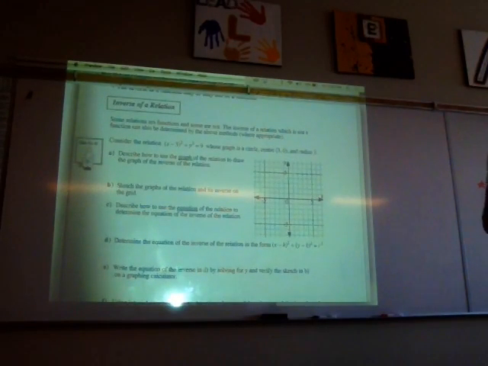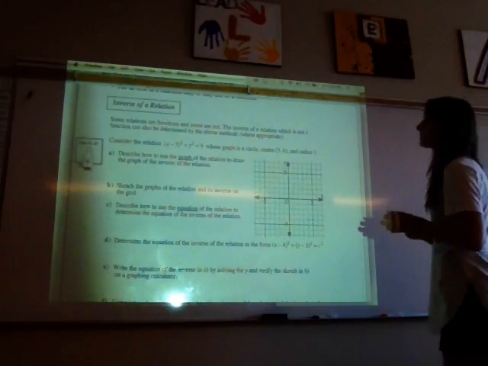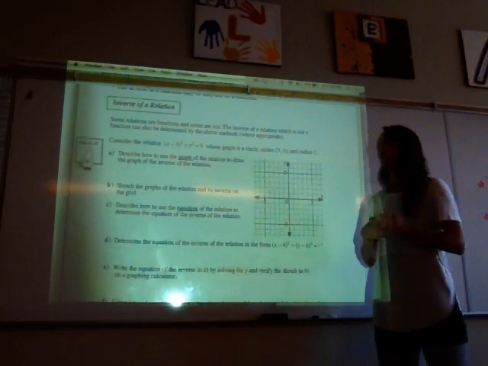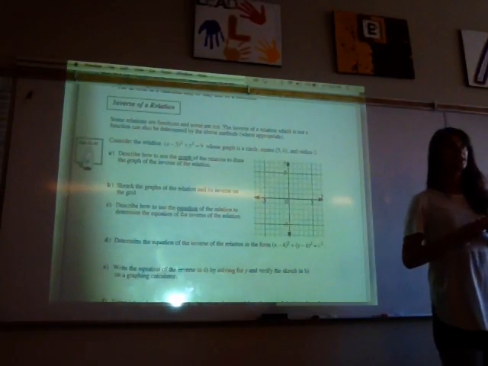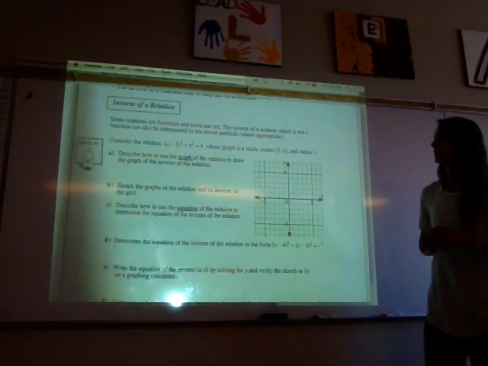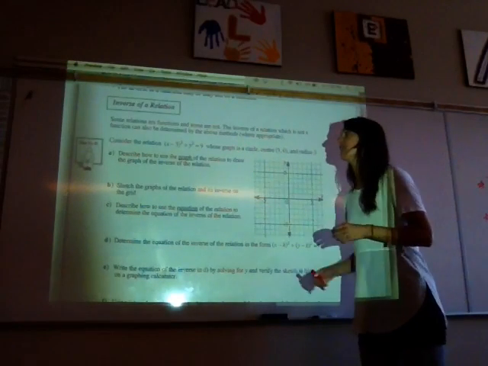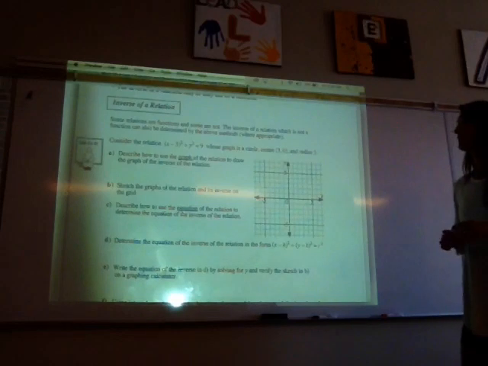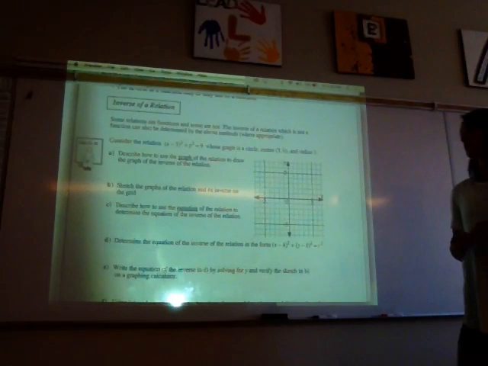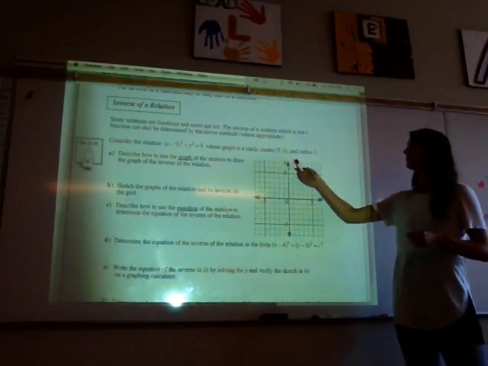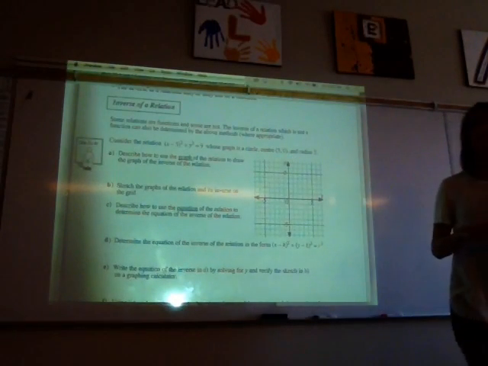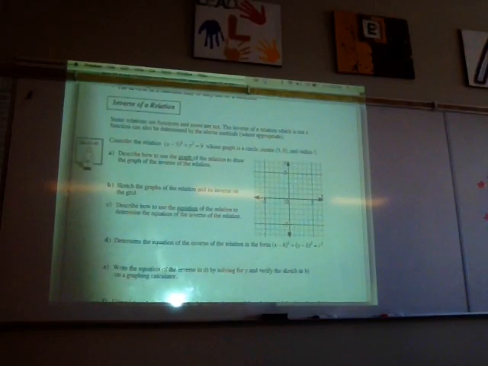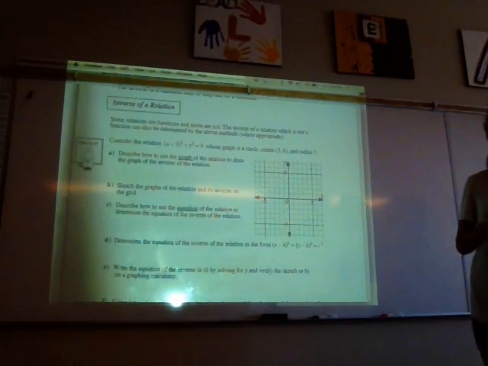Okay, let's just take a look at example number 1. We're going to get into some graphs that aren't necessarily functions. So here we have the graph of x minus 3 all squared plus y squared equals 9. They're telling us it's a circle. The center is at 3, 0, and the radius is 3. So describe how to use the graph of the relation to draw the graph of the inverse of a relation.